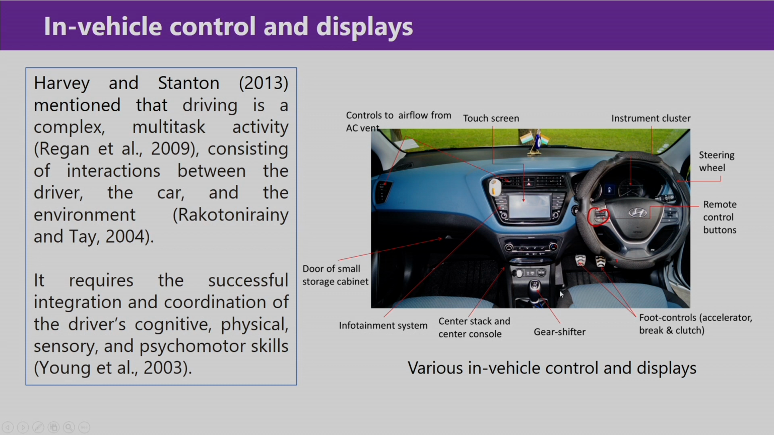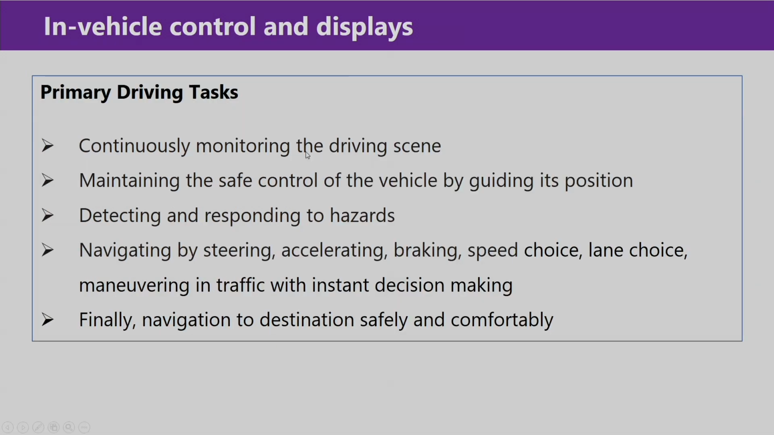Apart from these controls, there are also displays. Through the steering wheel, we can see the instrument cluster, where there is a speedometer and fuel gauge. Similarly, on the central console, we can see a touchscreen with an infotainment system. So, inside the vehicle there are different types of controls and displays which are essential for driving as well as non-driving tasks. All these controls and displays are associated with different types of in-vehicle task performance.